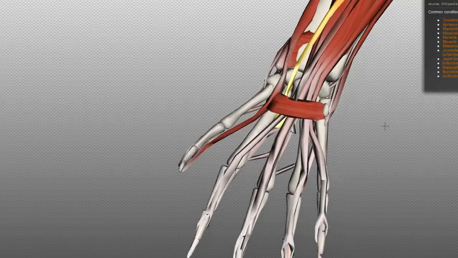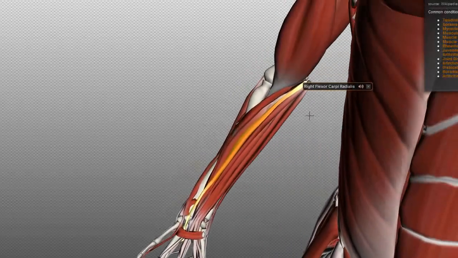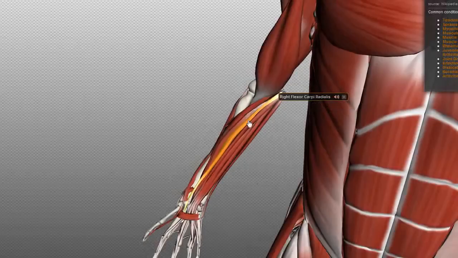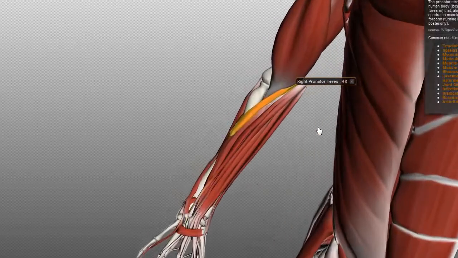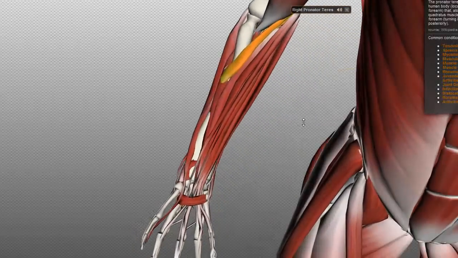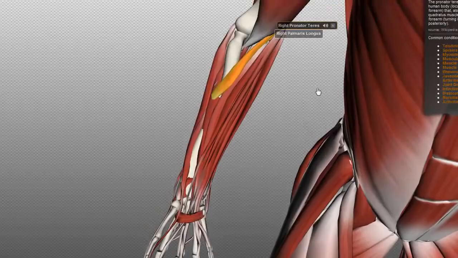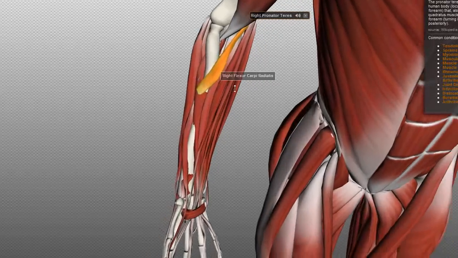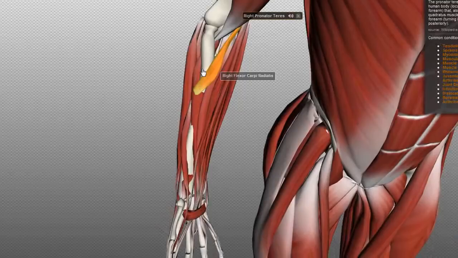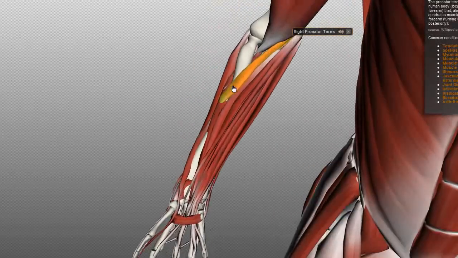So the fourth and final muscle in the superficial layer is this muscle which lies lateral to the flexor carpi radialis. It's the pronator teres. As the name suggests, it pronates the forearm. So it has two origins. It originates on the medial epicondyle of the humerus and also on the ulnar bone, and then it inserts onto the lateral part of the midshaft of the radius. So when this muscle contracts, it pronates the forearm.